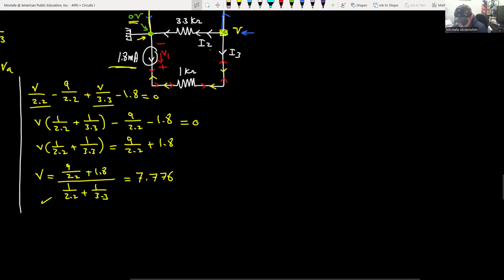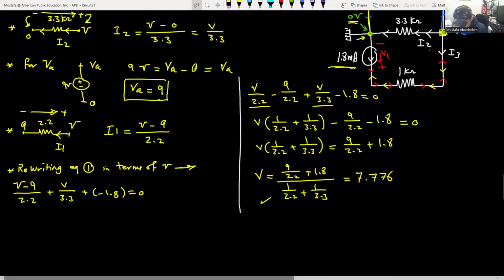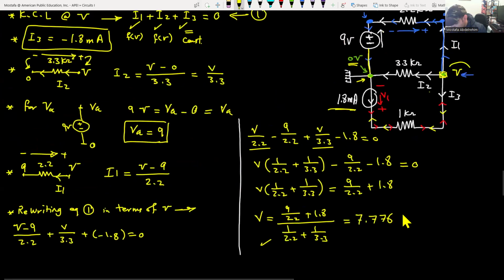Because the main objective here is not to find V, the voltage of this node, but to find V1, the voltage across the 1.8 milliampere current source. Okay, so for that we have to do KVL. Actually, we can find it without using KVL. How can we do that? Yes, without KVL. I'm going to do it again with something like this.